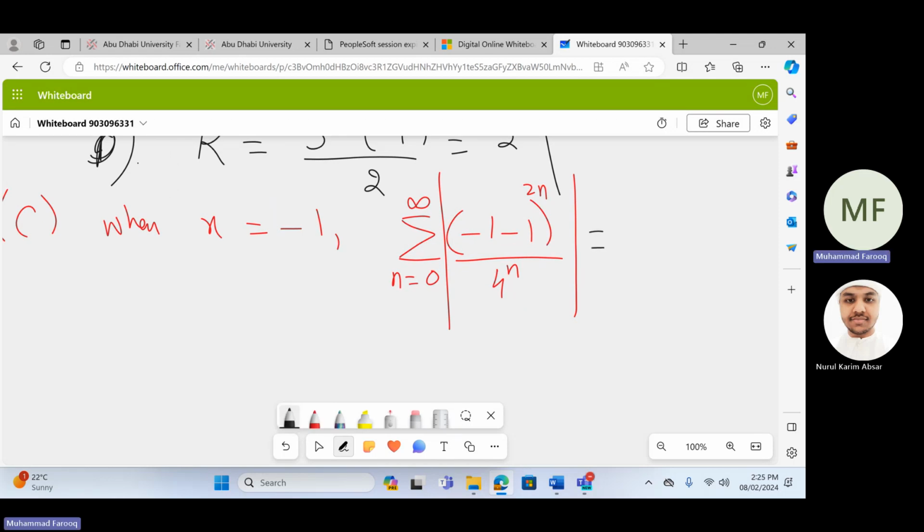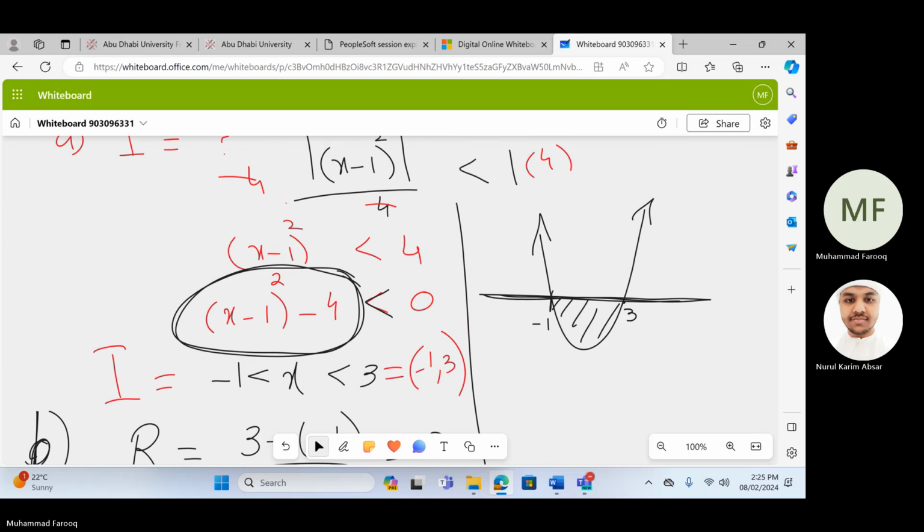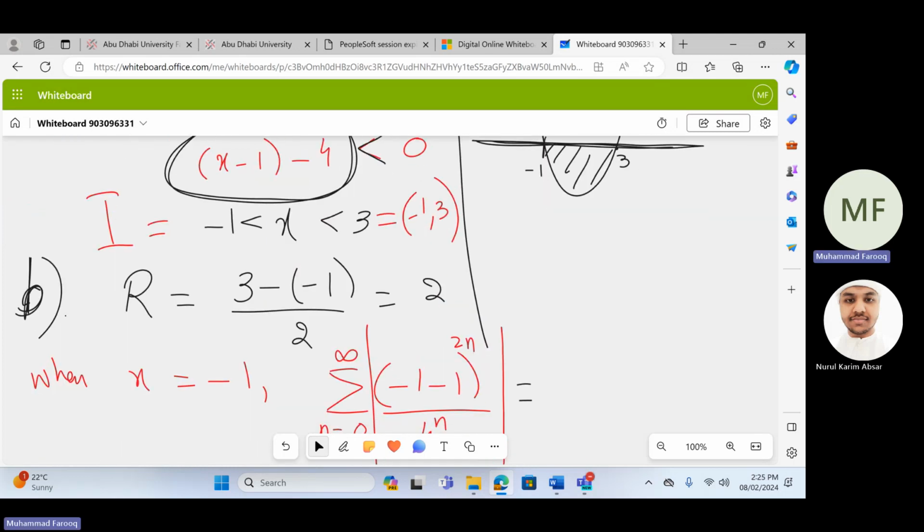Whatever answers you get are in the interval. The boundary points are -1 and 3. First we check -1, then we check 3. For each, first we check with the absolute value and then without the absolute value. For example, with -1 first with absolute and then without absolute, then take 3, with absolute and without absolute.